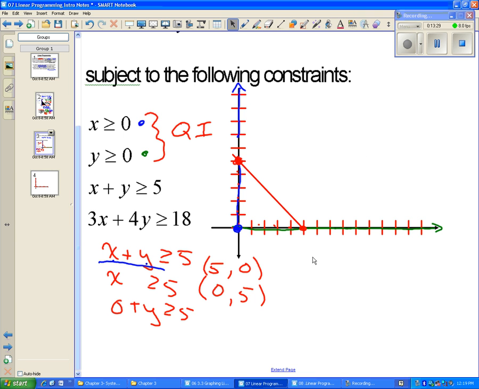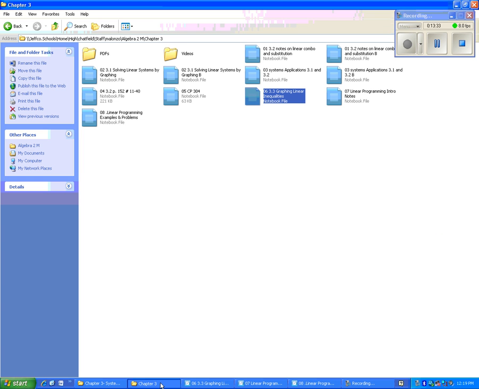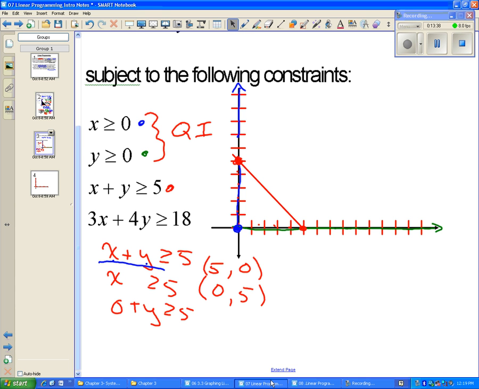Now I need to look at my fourth constraint. This one was in red, so I'm going to do my last one. Check that. Sorry about that. I'm on this page over here. I'm going to do this last one in black. And so this is 3x plus 4y is greater than or equal to 18. I want to find my x and y intercepts. So again, my x-intercept is when y is 0. My y-intercept is when x is 0.